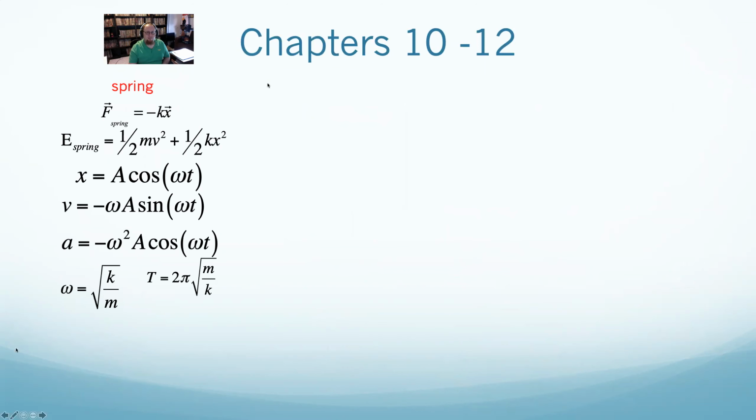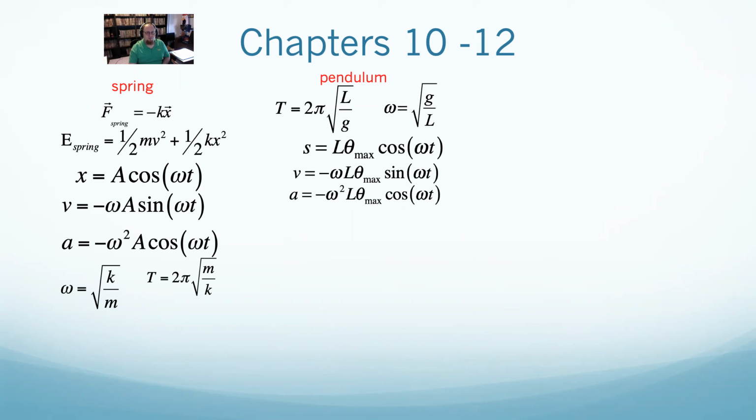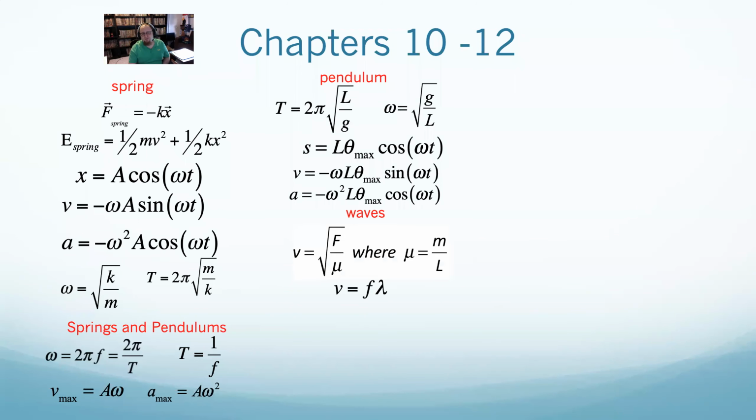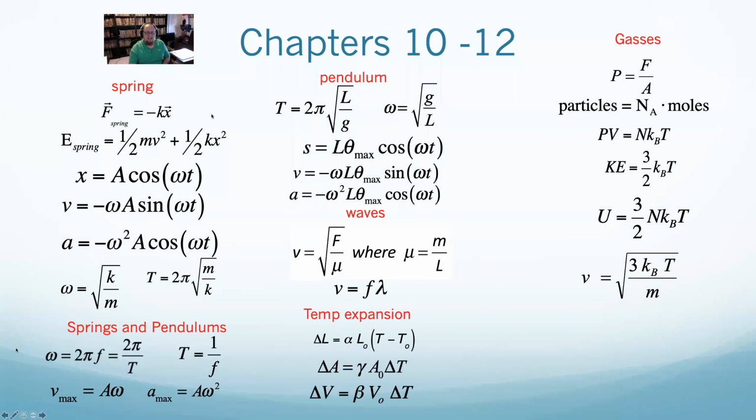For chapter 10, it could be springs. It could be pendulums. And there's also the equations that work for both springs and pendulums. There's also equations for waves, but it won't be waves. For chapter 11, know how to deal with temp expansion. If I do temp expansion, it might go back to that F over A equals Y delta L over L naught equation. Also know your gas equations.